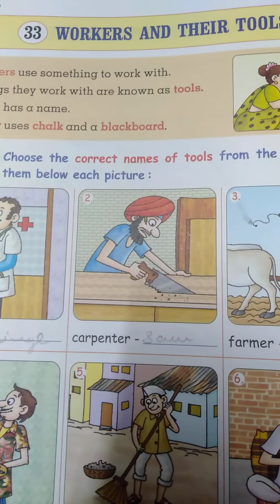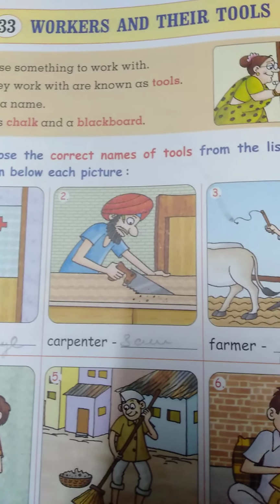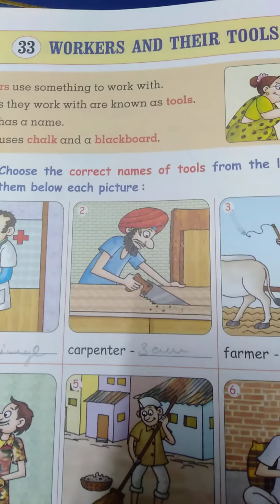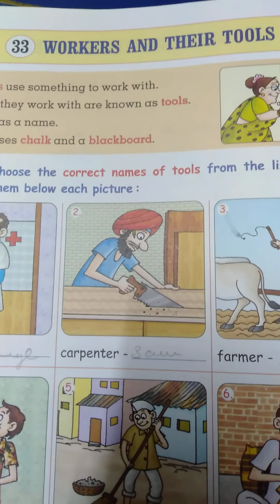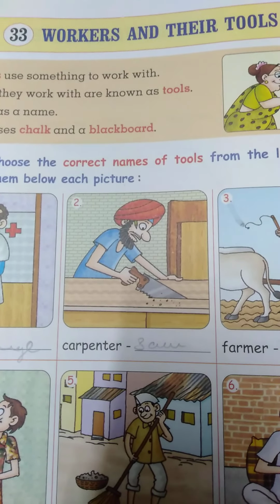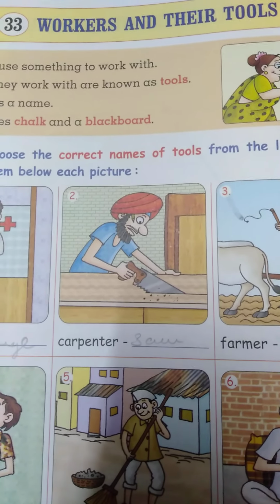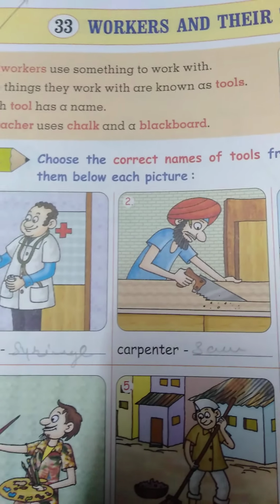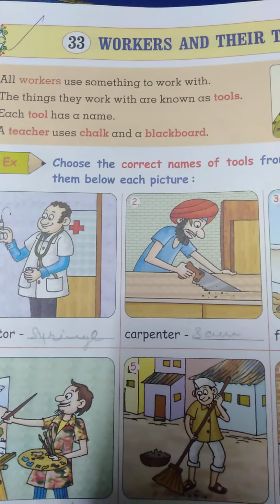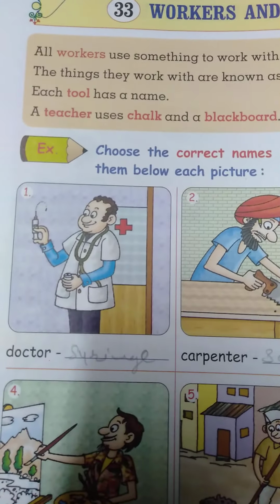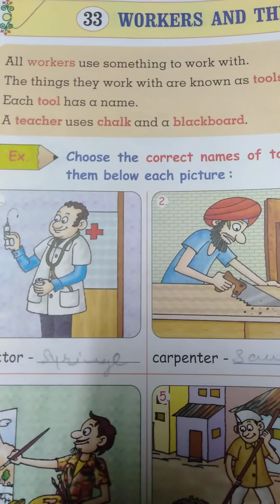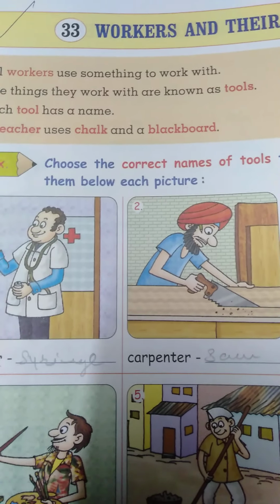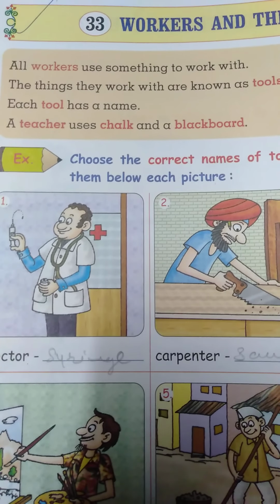Now see the next lesson, that is lesson number 33. Workers and their tools. In last standard, that is senior KG, we already learned about our community helpers. Right students? Now here about their tools. Workers and their tools. All workers use something to work with. The things they work with are known as tools. Each tool has a name.